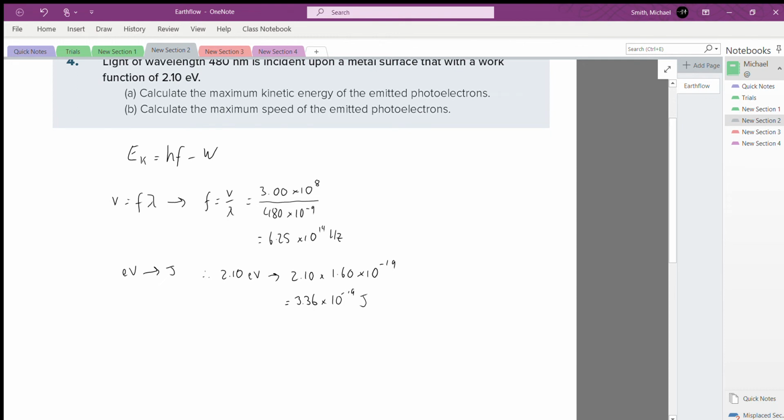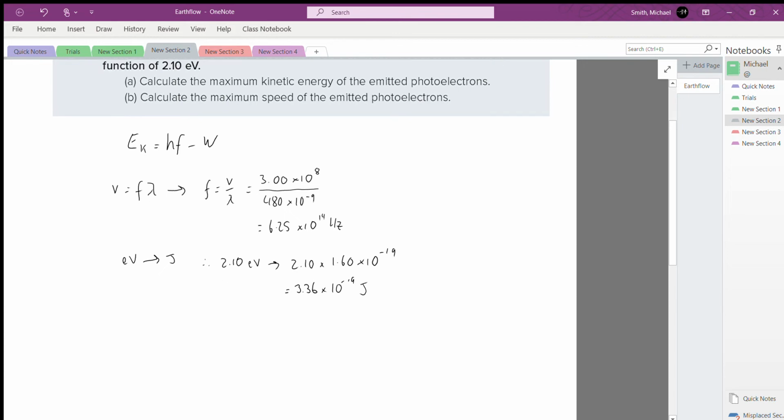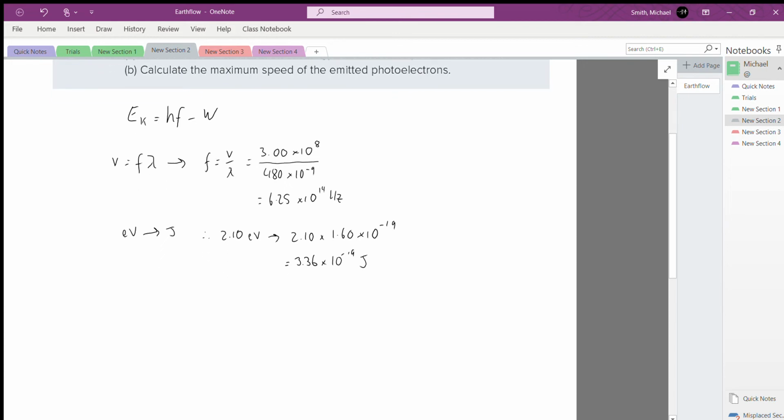And now it's just a matter of substituting both of these into the formula above. So finally we have EK equals Planck's constant, that's 6.63 times 10 to the power of minus 34, multiplied by the frequency, 6.25 times 10 to the power of 14, take away the work function, 3.36 times 10 to the power of minus 19.